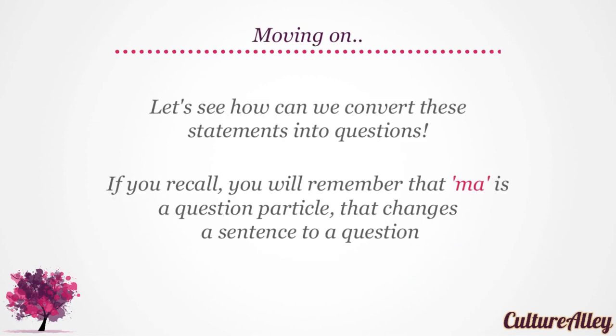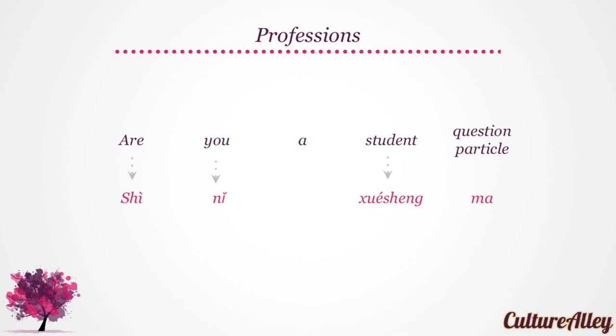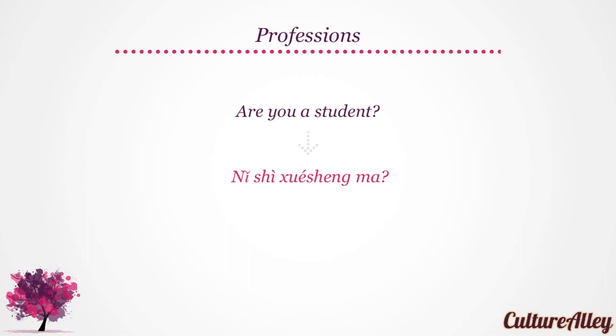Now we will see if we can convert the sentence we just learned into questions. If you recall, you will remember that ma is a question particle that changes a sentence to a question. Let's put it to use. Here is the breakup of the question, Are you a student? Are translates to 是. You becomes 你. The word student is translated to 学生, followed by the question particle ma. The question, Are you a student? Translates to 你是学生吗? What we are literally saying here is, You are a student?